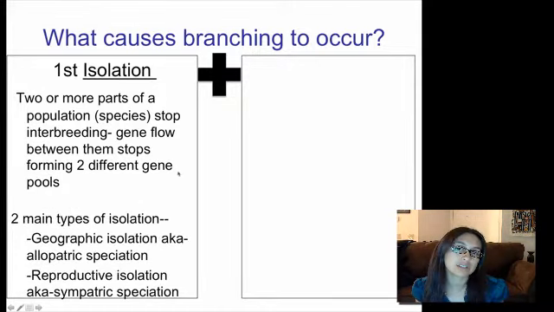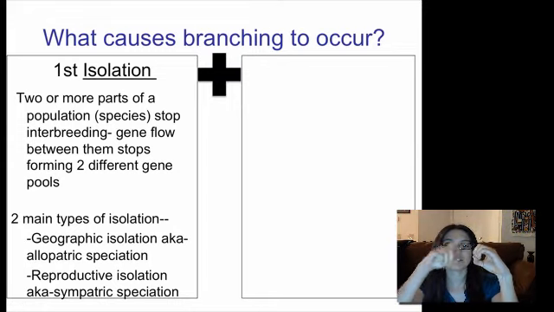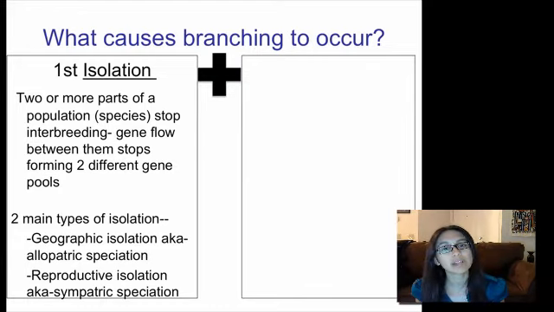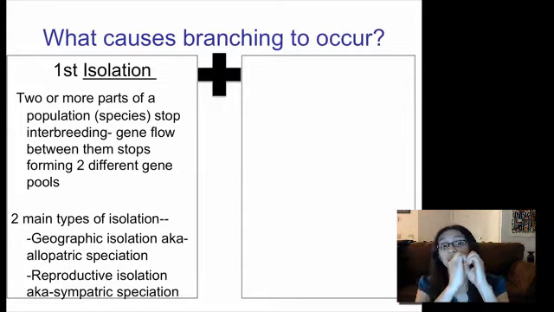The first is geographic isolation. In geographic isolation, there's a physical barrier that separates a population. So you had one population and it became isolated. There's something in between, a physical barrier that keeps them apart. The second type we'll look at is reproductive isolation. And a lot of times in reproductive isolation, they can actually still live in the same place, but they become reproductively isolated within that place.